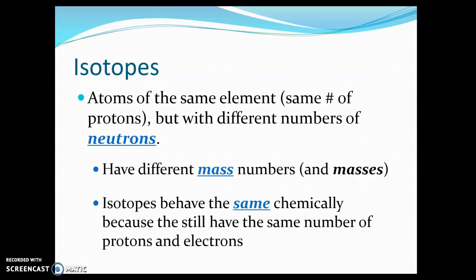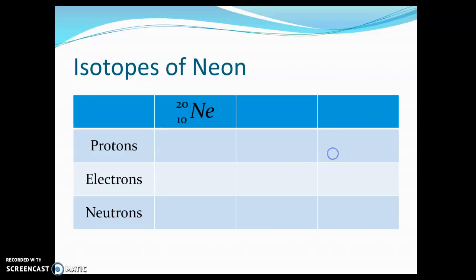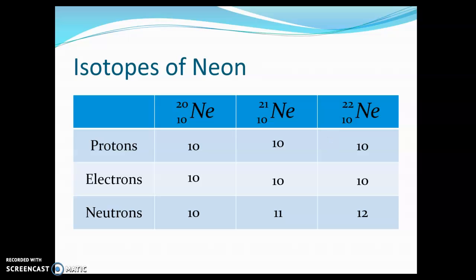All right. Isotopes are atoms of the same element. They have the same number of protons, but with different numbers of neutrons. They have a different mass number and different masses, obviously. Isotopes behave the same way chemically because they still have the same number of protons and electrons. All right, I don't think you have this table, but this is neon, and these are the isotopes of neon. So you notice that the number of neutrons are different in all, really.